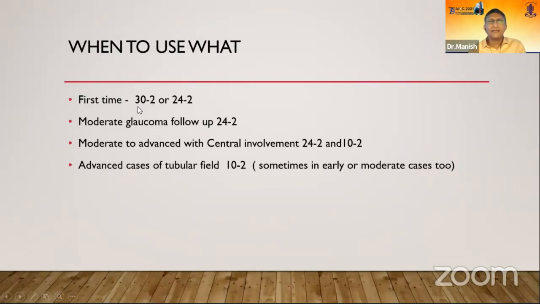For usually first timers, when you are suspecting glaucoma, 30-2 or a 24-2 are generally done. But once the patient has moderate glaucoma, follow-ups are usually done on 24-2. And if it is moderate and advanced and you see involvement in the center, then additionally 10-2 is done. In advanced cases where most of the 24-2 areas are already showing an absolute scotoma, you do a 10-2 because there more valuable information is to be had.